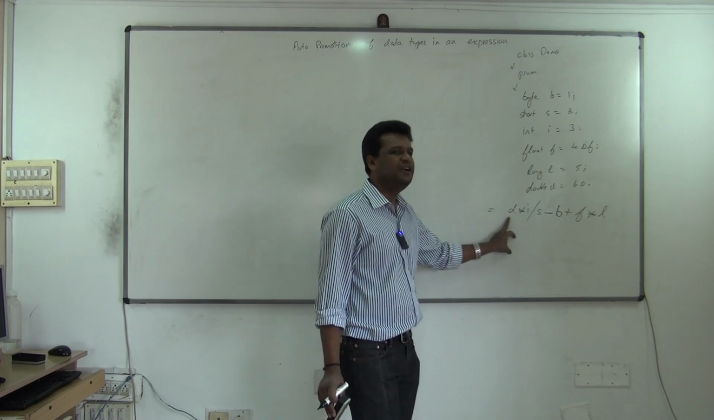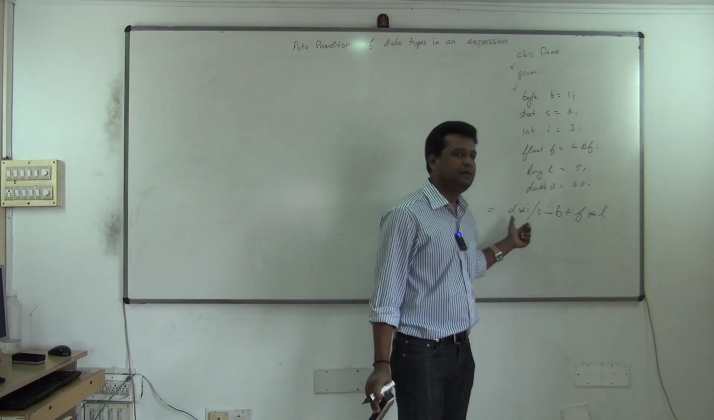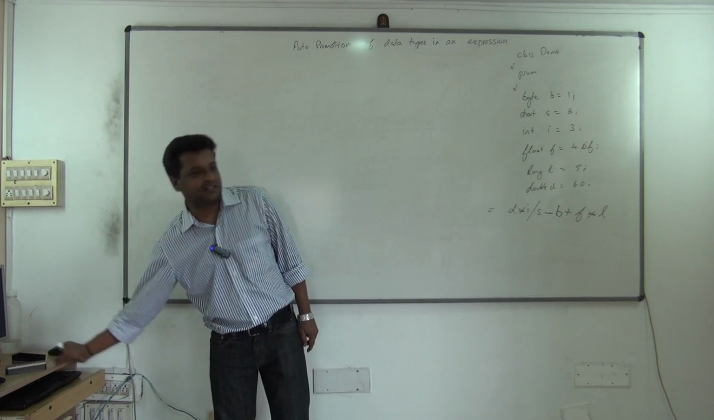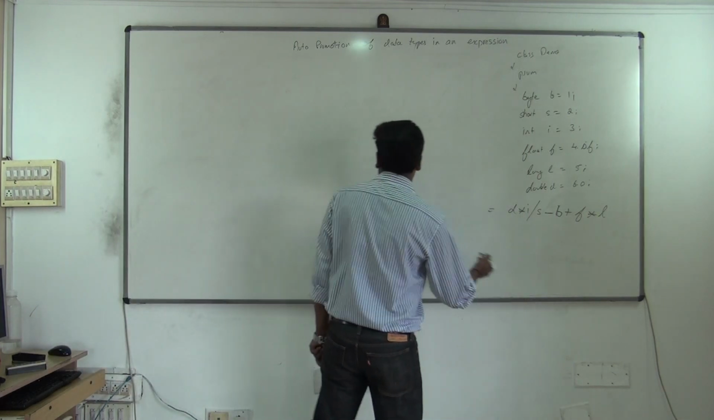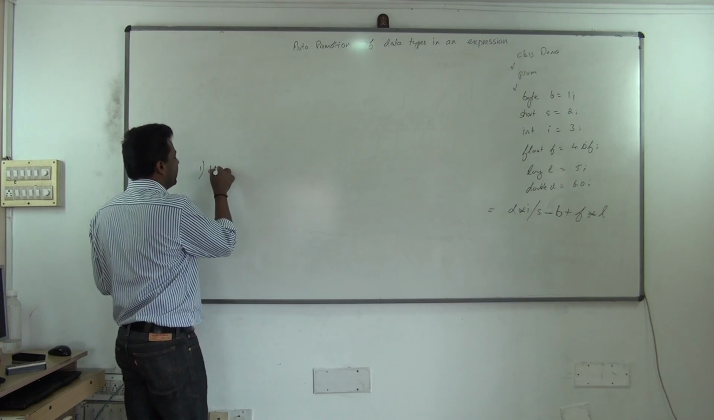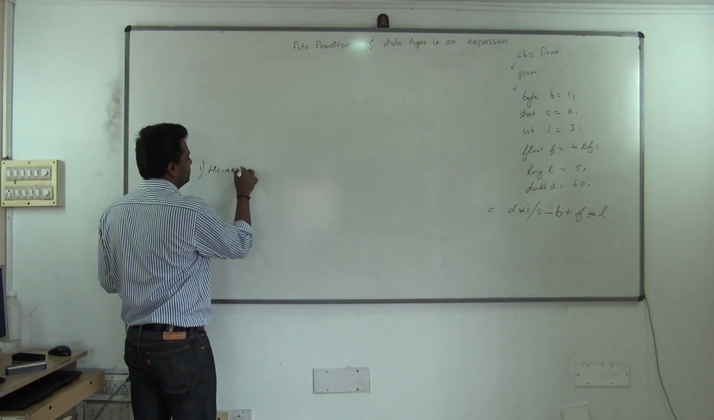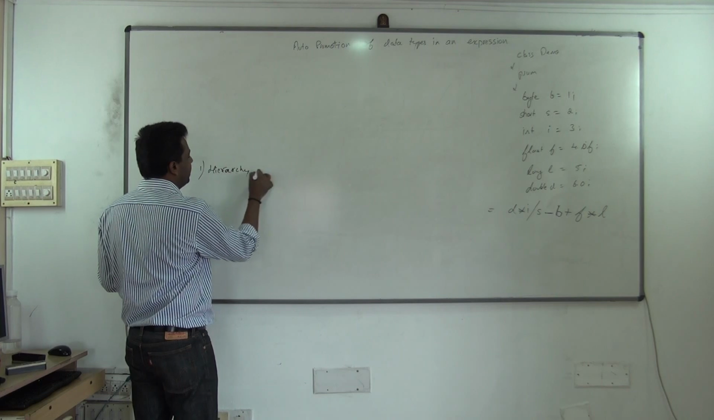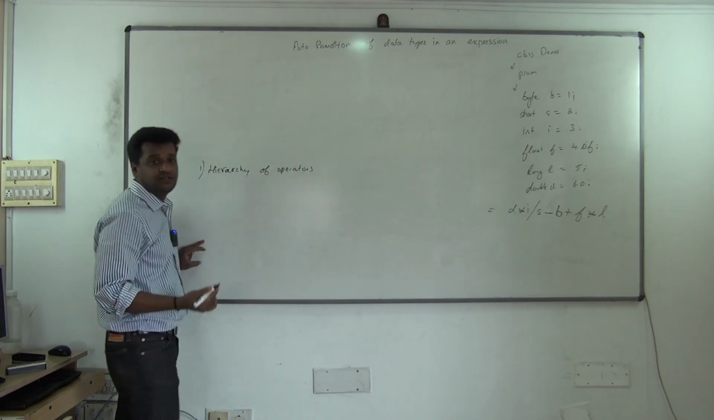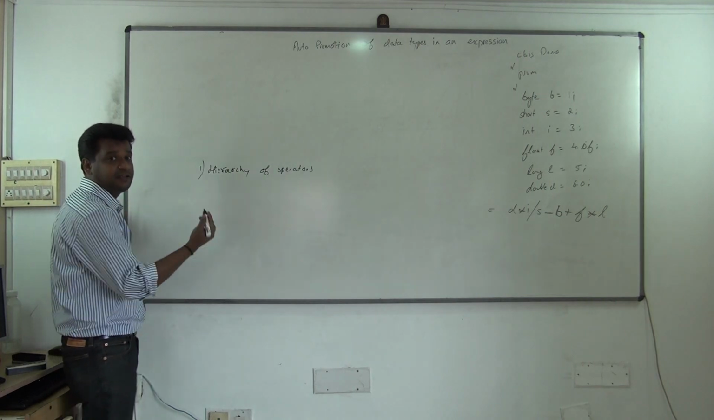At the end of the day, if there is one double, the final result will be double itself. But how it will happen, let's start seeing now. There are two things you have to understand. One is the hierarchy of operators, which means which one gets executed first and which one gets executed second.